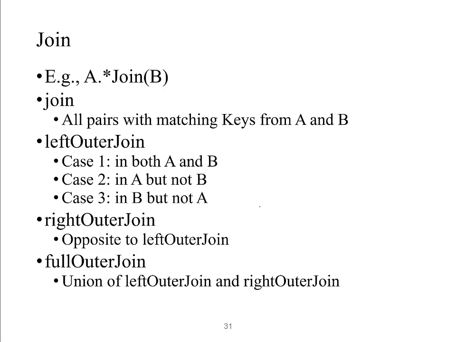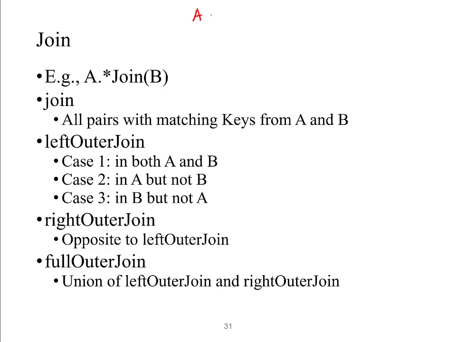For join, we have 4 different types of join, which are join and 3 other types of outer join. Let's look at join first. So just in case you can't remember the concept, join would produce all pairs with matching keys from A and B.